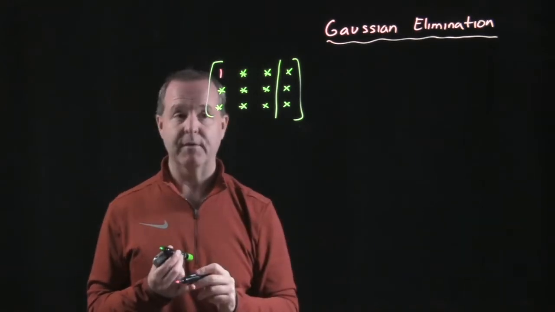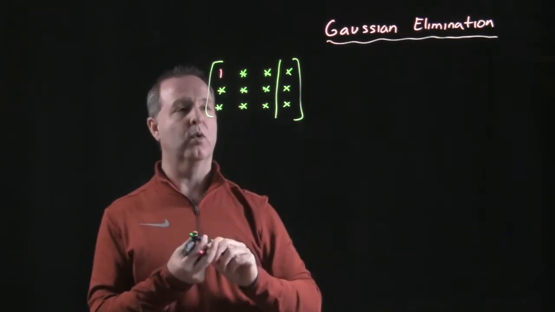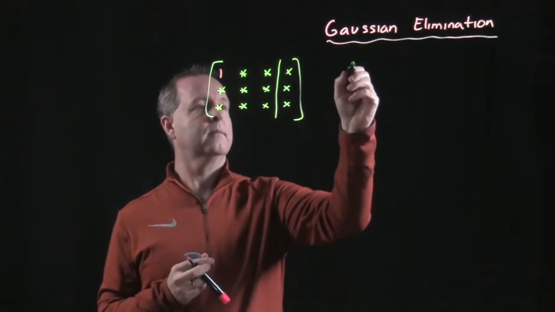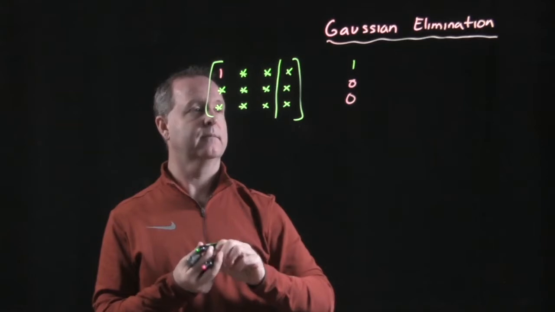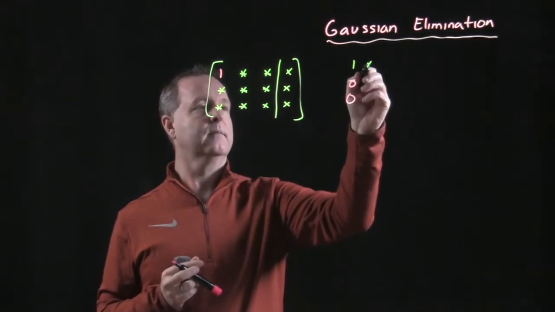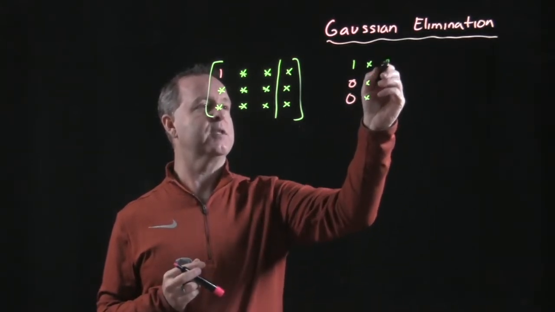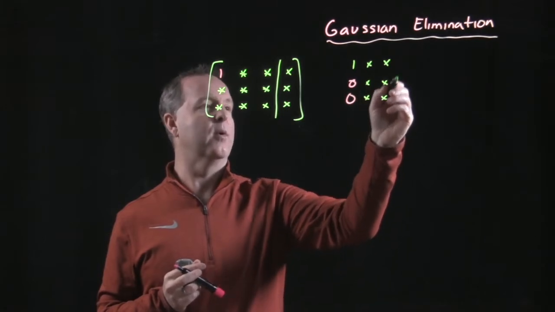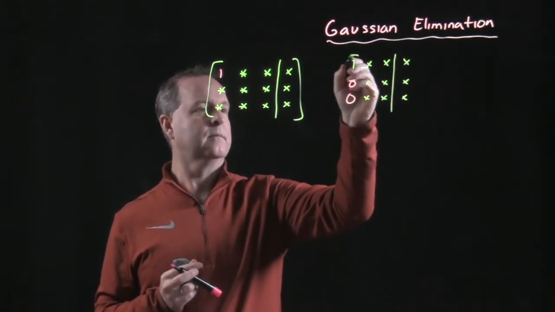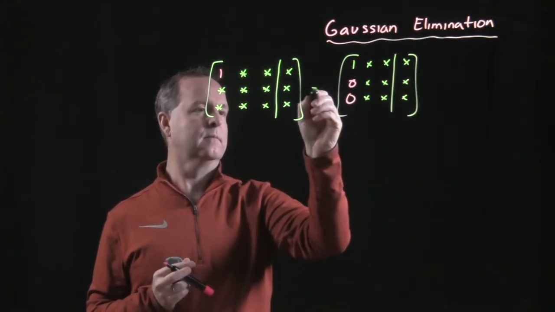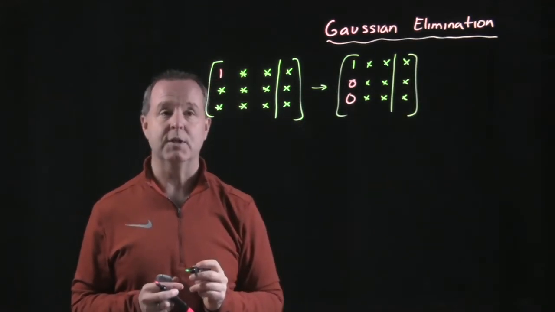Our next step after that will be then to work on getting zeros in the spots underneath of it. And these little asterisks just mean other numbers that we just haven't dealt with yet. So then that becomes step 2.